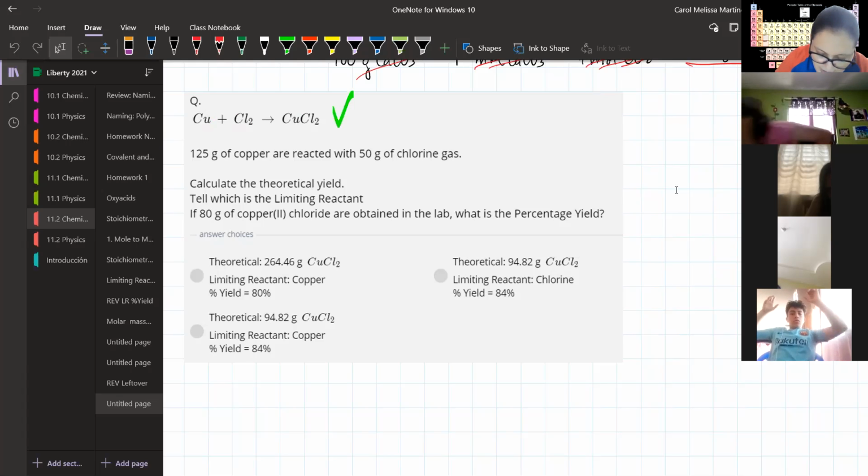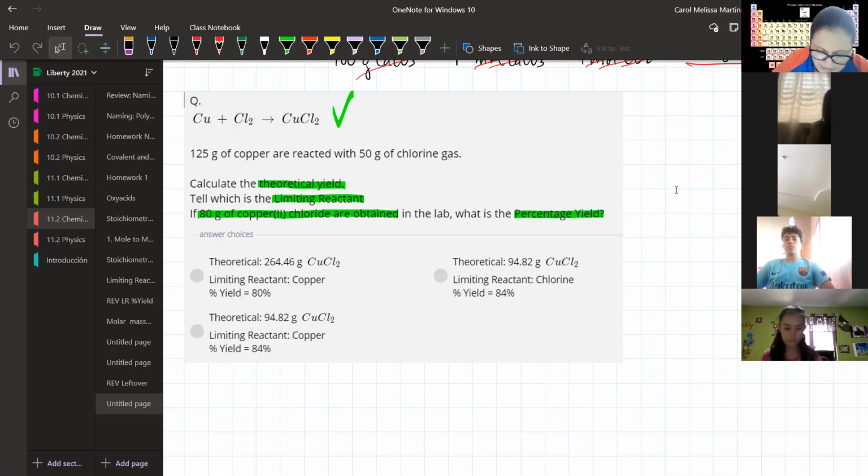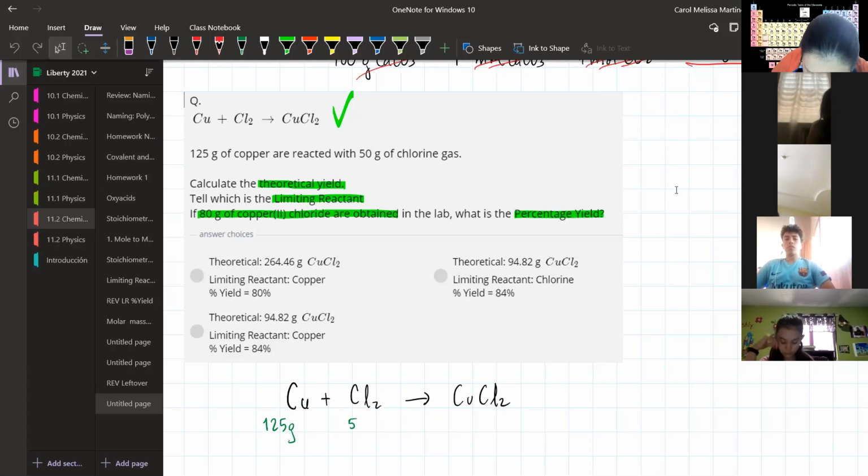So they're asking me to get the theoretical yield, to tell which one is the limiting reactant, and to get the percentage yield if 80 grams were obtained in the lab. So that's all the information I have. And what I do now, I'm going to write the equation again so I can write all the data that I'm going to find useful for solving this problem. I'm just going to write the information given. They are giving me 125 grams of copper and 50 grams of chlorine gas.